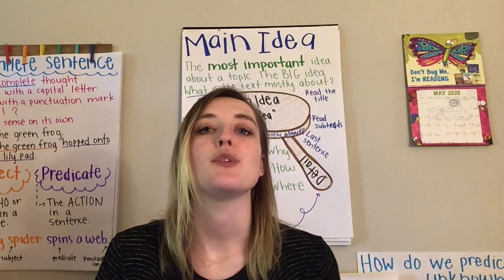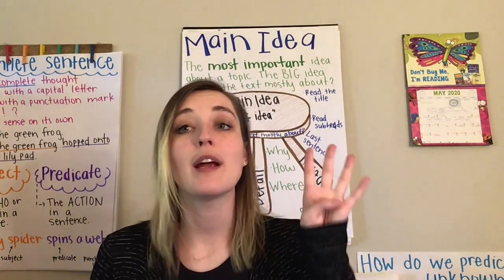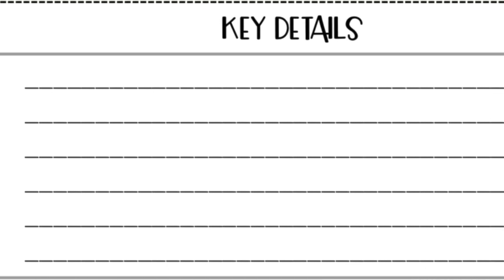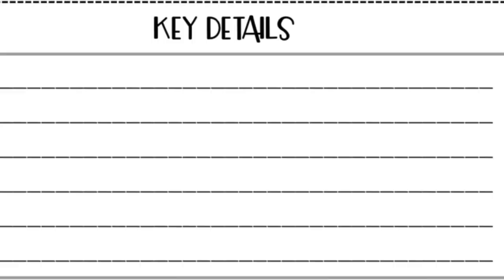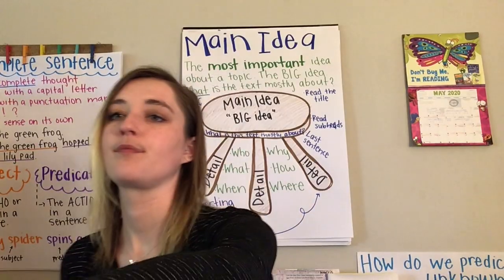All right, what I would like you to do is go write down 4 key details in your key details graphic organizer for paragraphs 1 through 3. Go do it now. Go. 4 things you learned. Go.